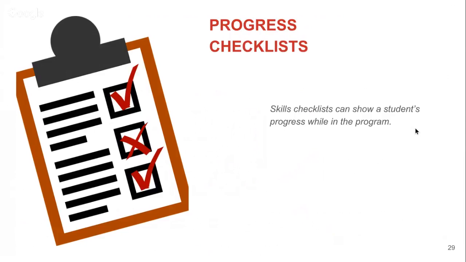So we'll move on to checklists, progress checklists. These are skills checklists that can show a student's progress while they're in a program or in a course. The checklists are visual representations of their learned skills, and they can build students' self-confidence in terms of their ability to learn and be successful with what they're doing.